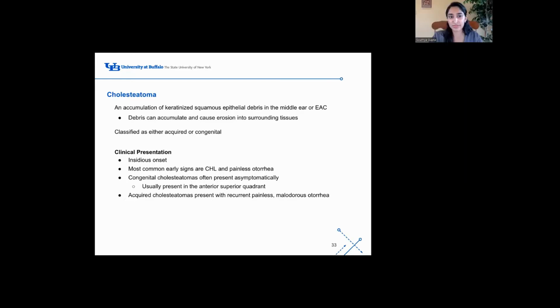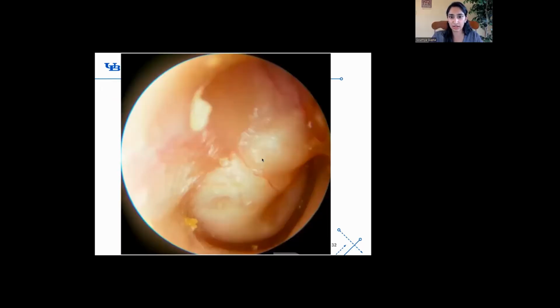And it can be classified as either acquired or congenital. I won't go into too much detail about that, but it's good to know that there are different types of them. Clinically, it has an insidious onset, and the most common early signs are conductive hearing loss and painless otorrhea. Congenital cholesteatomas often present asymptomatically, and they usually present in the anterior superior quadrant, like it does over here.